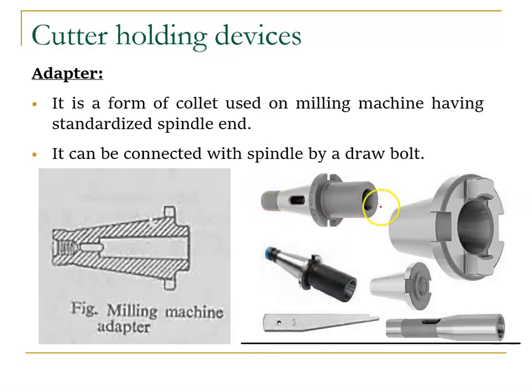In the cutter, what do we do? We insert the tool. We have a drift hole; if we insert a drift and press it, the tool that was fitted will come out. It is a form of collet used on the milling machine having a standardized spindle end. It can be connected with the spindle by a draw bolt. So we have a draw bolt, and using the draw bolt we can remove it, right?